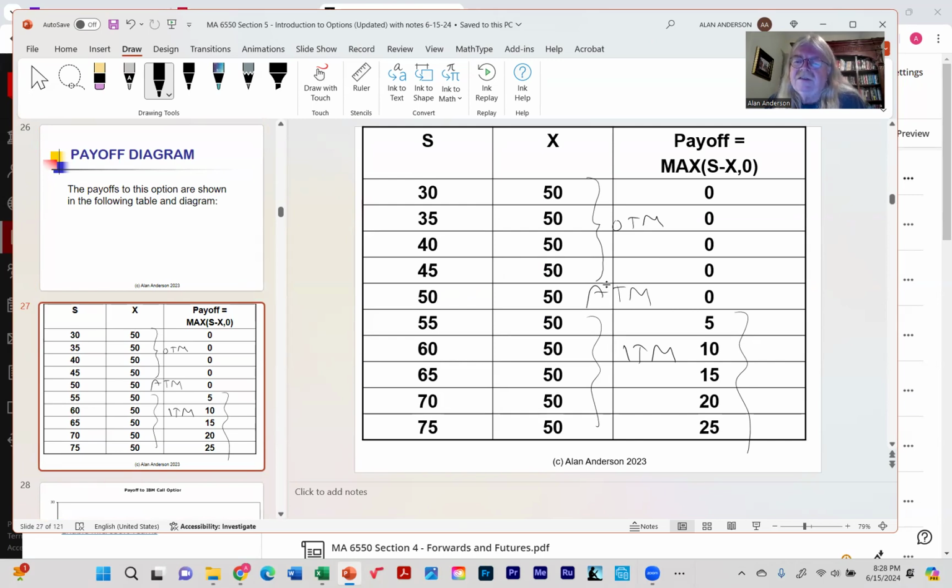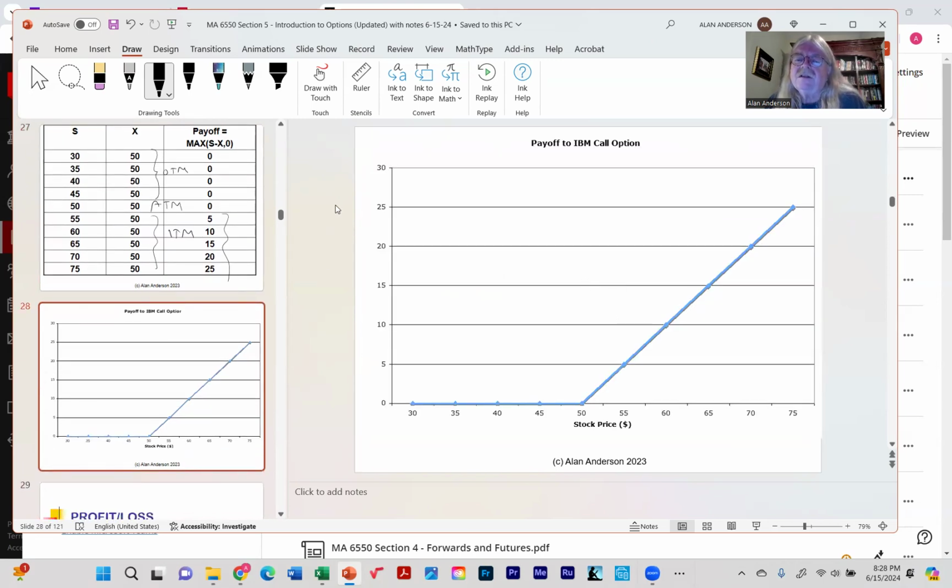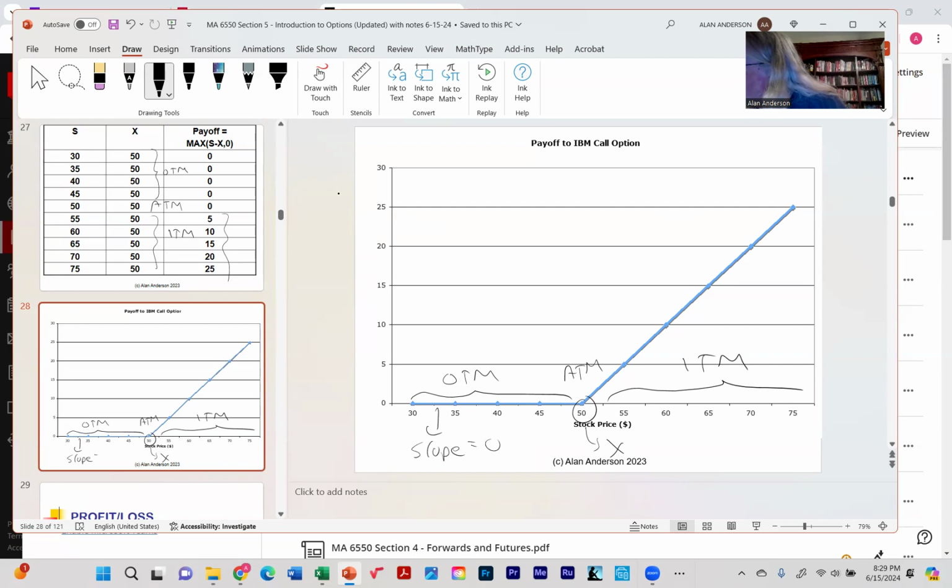But how does this look on a graph? Interestingly, well, here it is. So here's the region where the option is out of the money. Here's the only value of the stock price where we're at the money, because this is the strike price, which means that we're at the money. And everywhere else, we're in the money. If you notice down here, the slope is 0. And here, slope is 1.